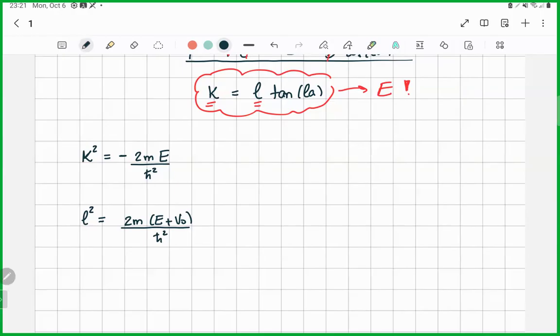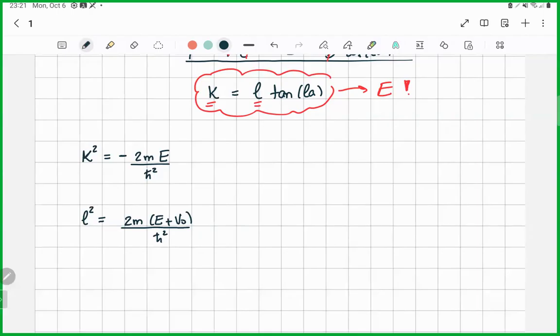Kappa and L is energy. All the rest that you see in kappa and L is just constants that are coming from the specific problem that we are dealing with. Like m is the mass of the particle, V naught is the depth of the potential, h bar. And so these are all constants.